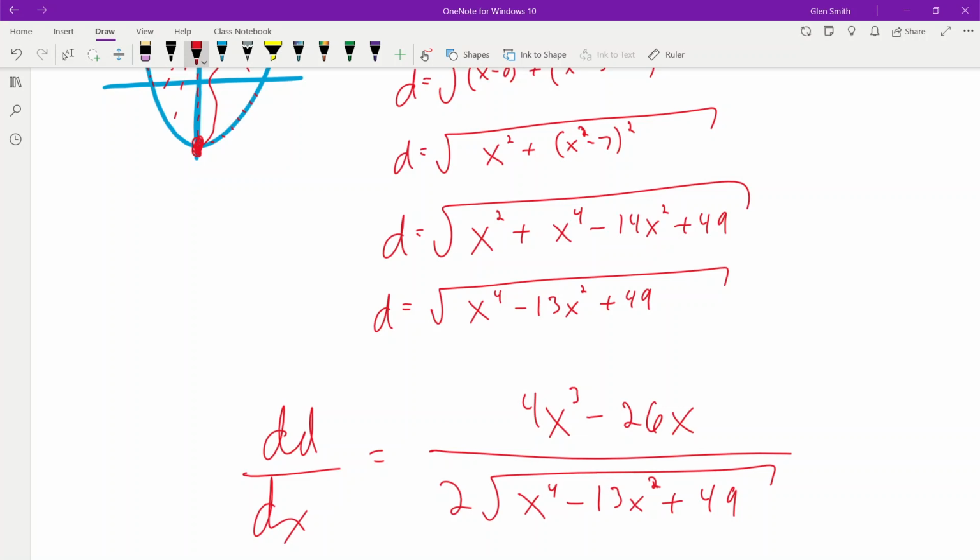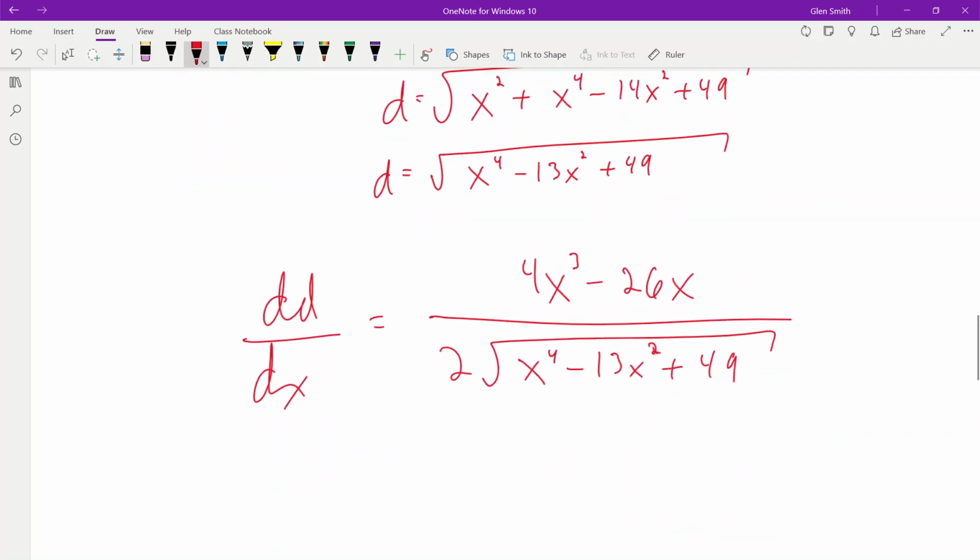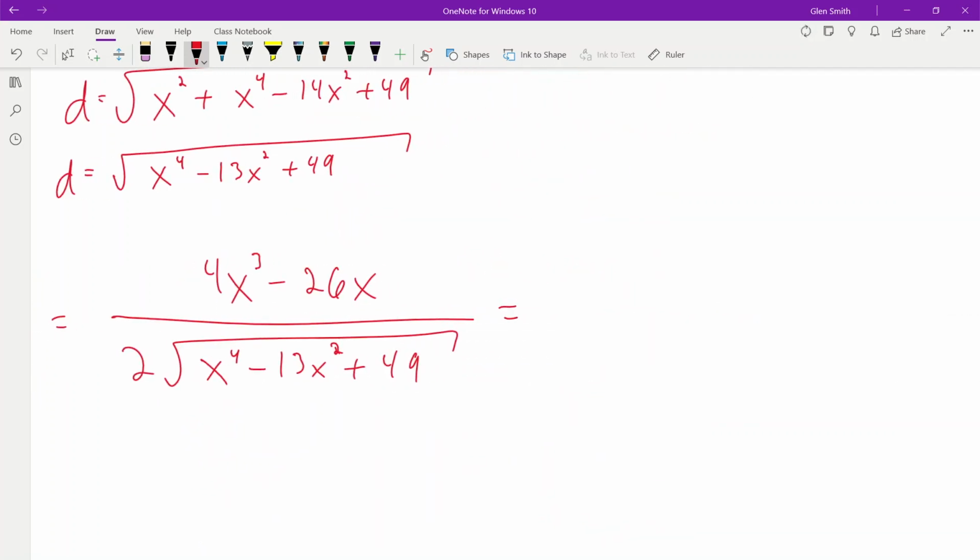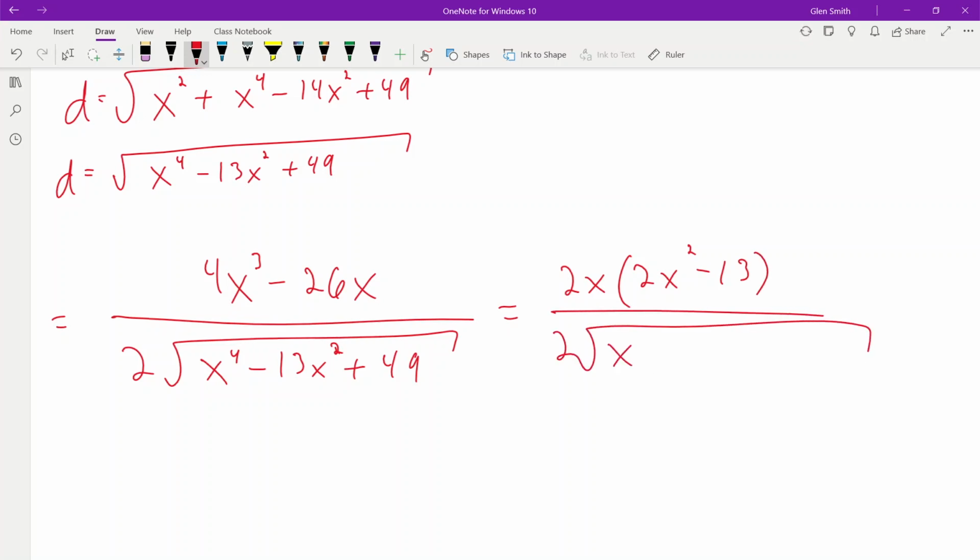That tells us how the distance is changing as I move that point. I want to know when it stops changing. When is it 0? So we factor the top. That gives me 2x times 2x squared minus 13 over this whole mess. But really, we only care about the numerator because I want to know where this thing is 0 or undefined, and the denominator is never undefined. Okay? In this particular case.